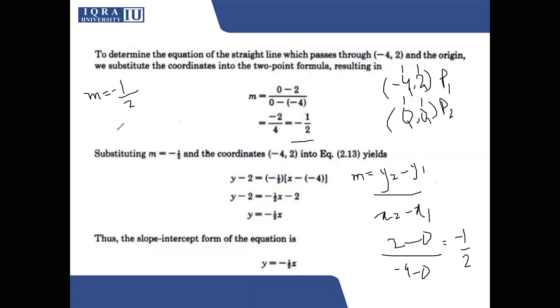The next thing we need is just 1 point. In the previous example, we had 1 point. So we can take any of these 2 points. We can take either 0, 1, 0, 0, or we can take minus 4, 2. So we'll be substituting m equals minus 2 and the coordinates minus 4, 2 into the general equation of the line, y equals mx plus c or mx plus k, same thing. So you put m over here, minus half, and you put the values of minus 4 and 2 in this. So 2 and this is minus 4 plus k.